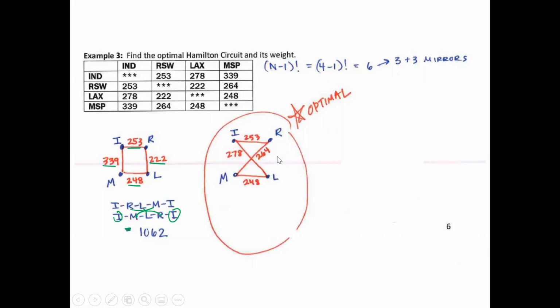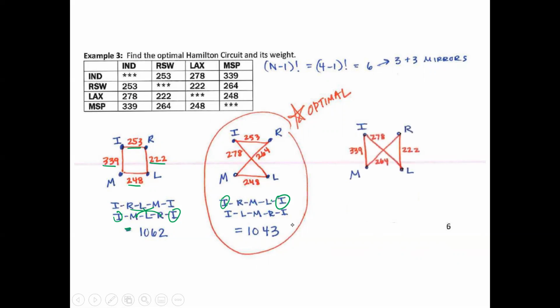And then of course I can go ahead and do a different route, which in this case is IRML. And then I can also reverse it. So I could do IRLMRI. And then adding the cost together, it will give me 1,043. And then of course, the very last one, you can go ahead and put it in this direction. And altogether, which one is the most optimal circuit? It will be this one here for $1,043 if you were to go to all 4 different airports.